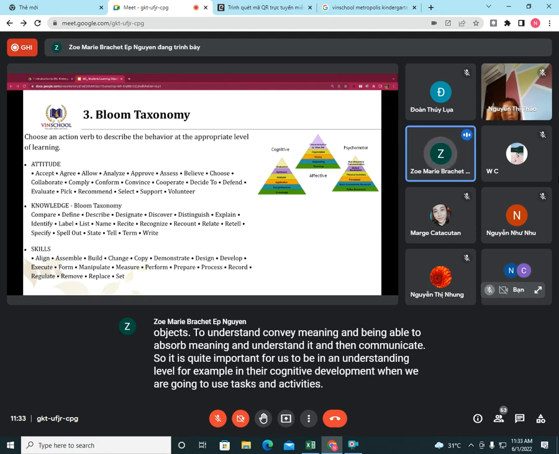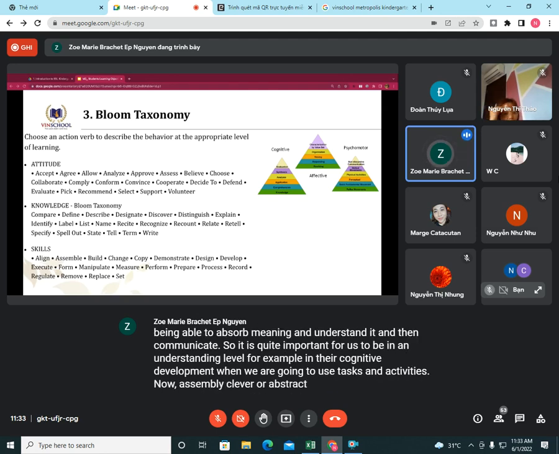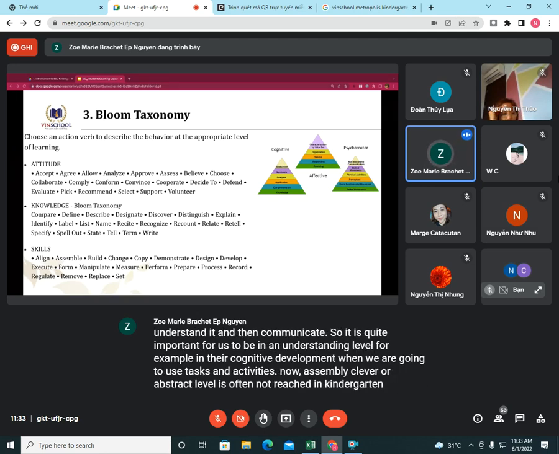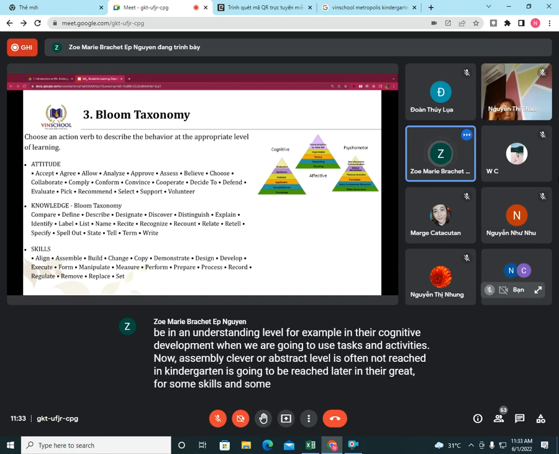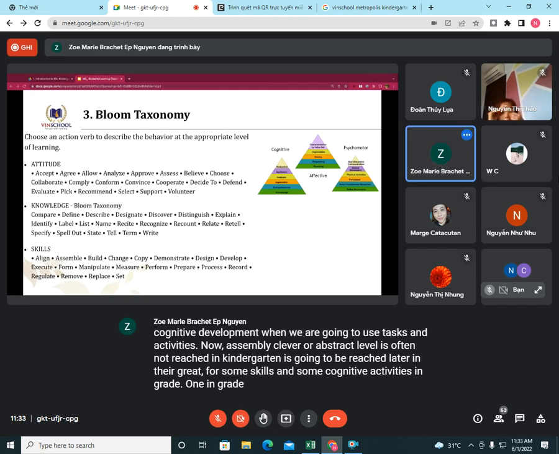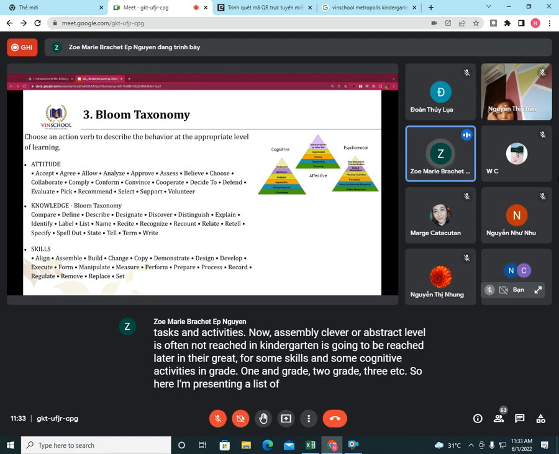Now, the symbolic level or abstract level is often not reached in kindergarten. It's going to be reached later for some skills and some cognitive activities in grade 1, grade 2, grade 3, etc. So here I'm presenting a list of action verbs separated by different domains of learning.